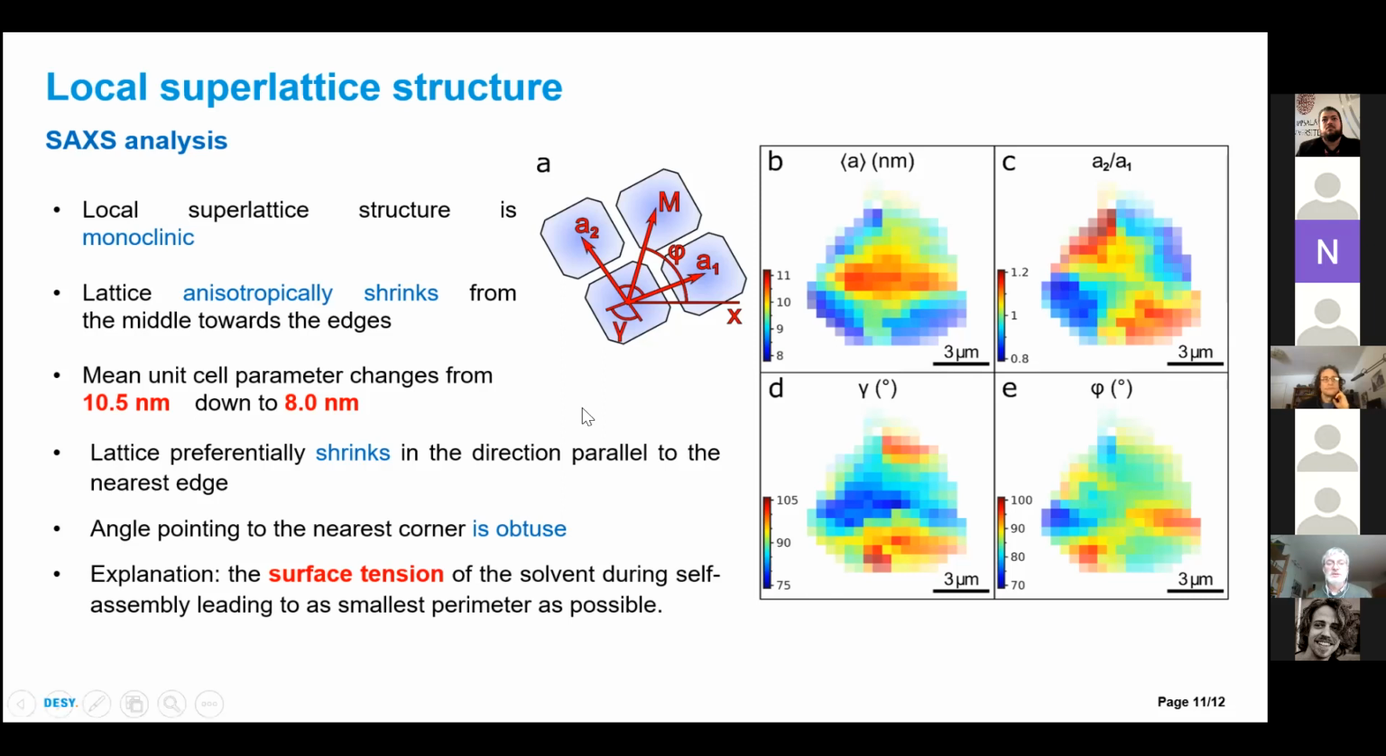So here you can see it. The lattice preferably shrinks in the direction parallel to the nearest edges, and the angle pointing to the nearest corners is enlarged. The explanation is that the surface tension of the solvent during self-assembly leads to the smallest possible perimeter.